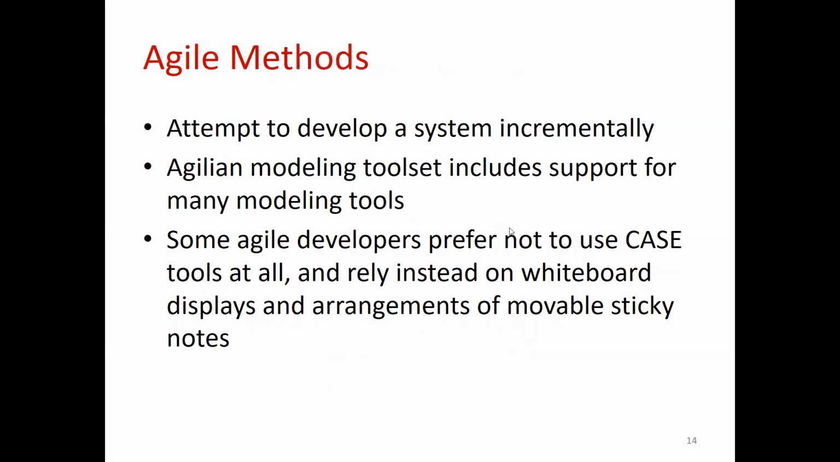Now, agile methods attempt to develop a system incrementally. When we talk about incrementally, that means something that increases progressively. Some agile developers prefer not to use CASE tools at all and rely instead on whiteboards. Ignore this last portion. So when we talk about the agile development method, we're talking about developing the system incrementally. That means small progress, but in stages.